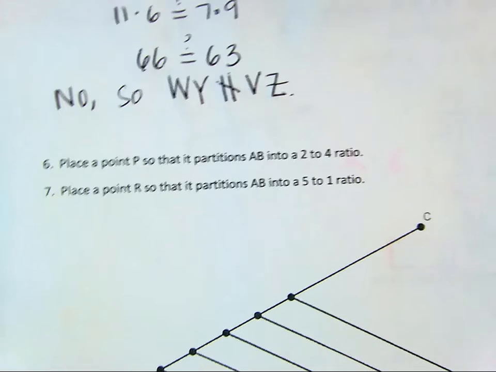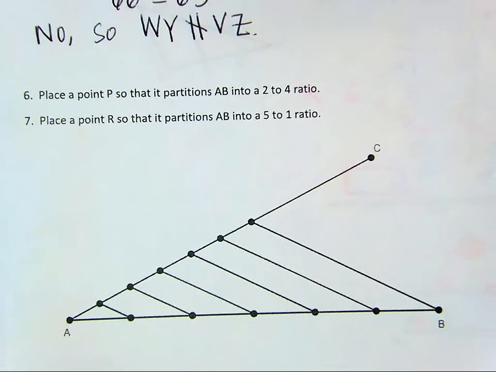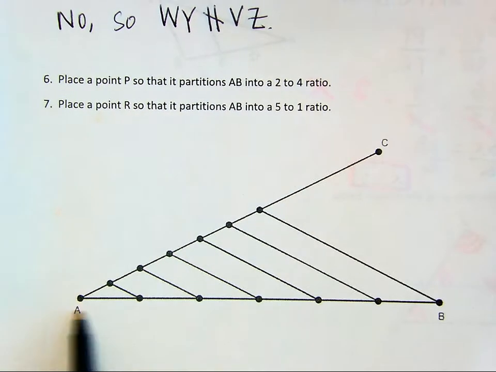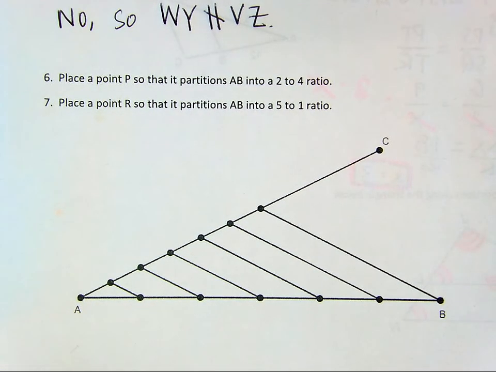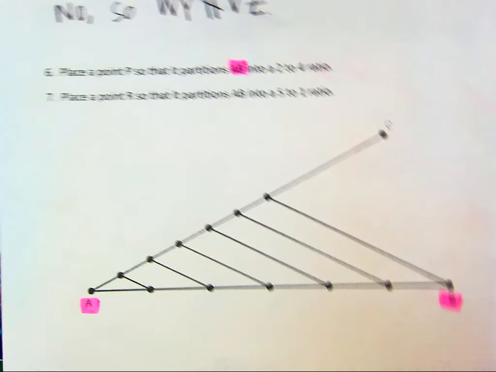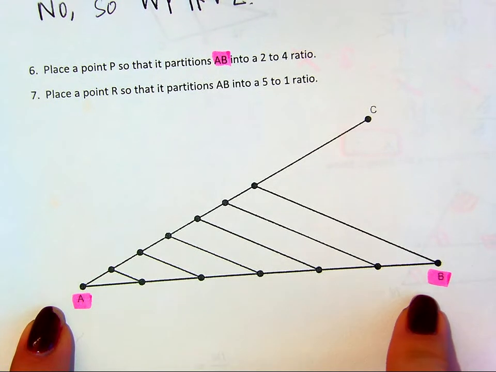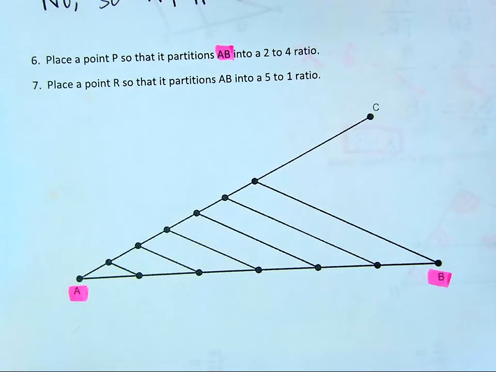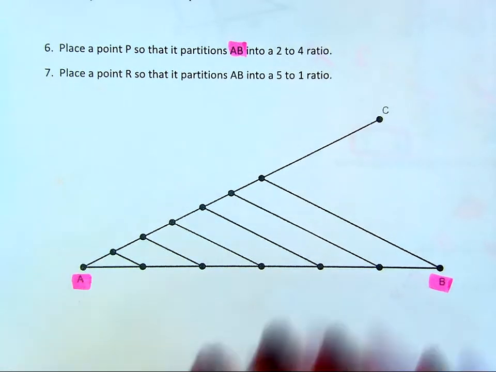6 and 7 are partitions. So we'll do 6 together and you guys can practice 7. Place a point P so that it partitions AB into a 2:4 ratio. Okay, so I am partitioning segment AB. My point needs to be somewhere in between A and B, but I want to separate it so that it's a 2:4 ratio. So I want 2 sections and 4 sections.